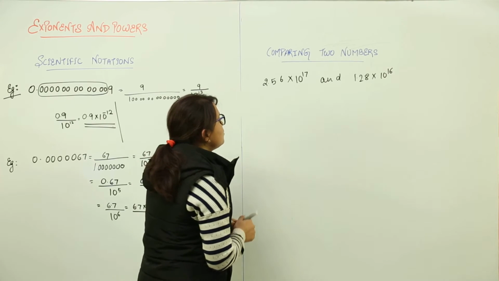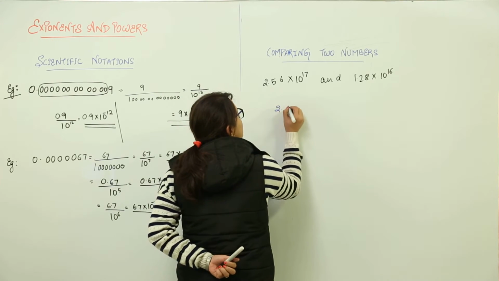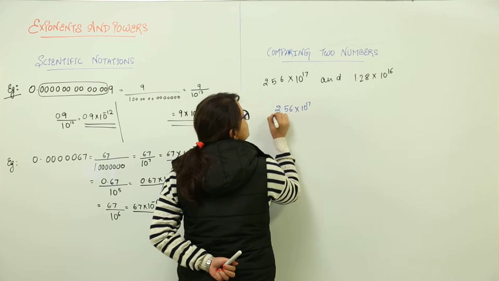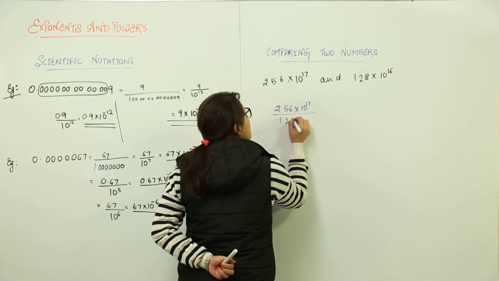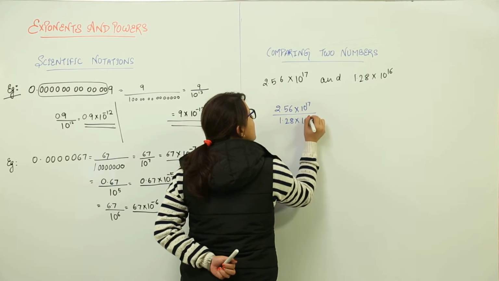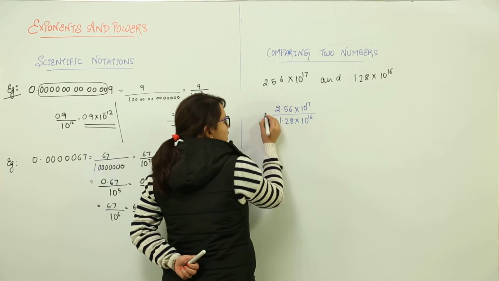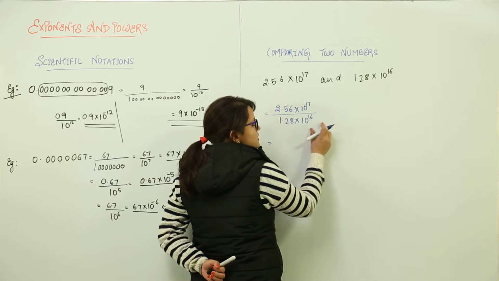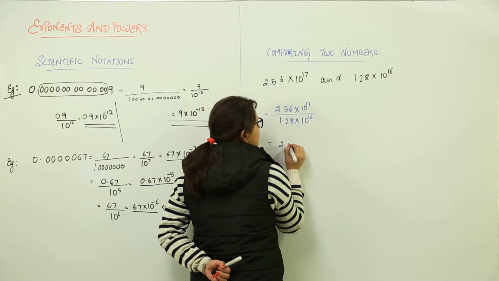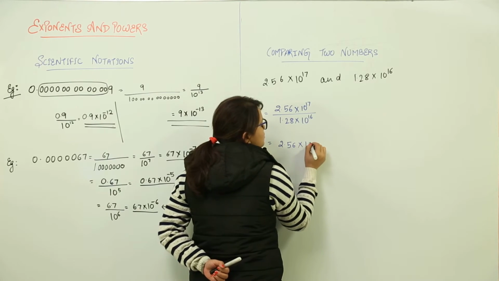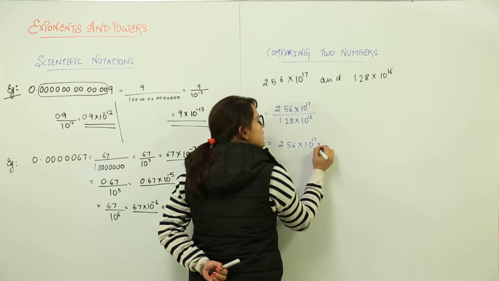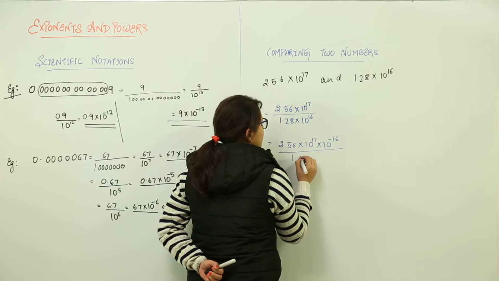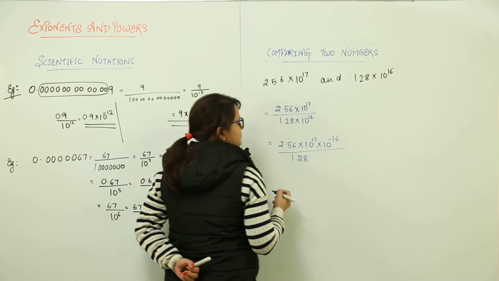So what do we do to compare them? We take them in the ratio form. 2.56 into 10 raised to power 17 whole upon 1.28 into 10 raised to power 16. Now let us start solving this. I can take this 10 raised to power 16 to the numerator. How would that be? 2.56 into 10 raised to power 17 into 10 raised to power minus 16 upon 1.28.